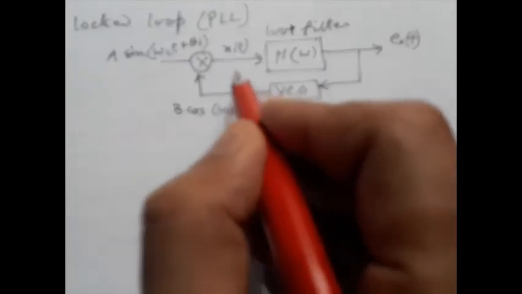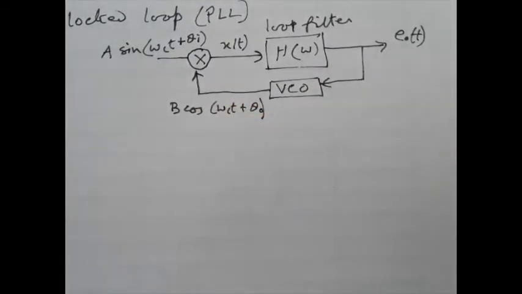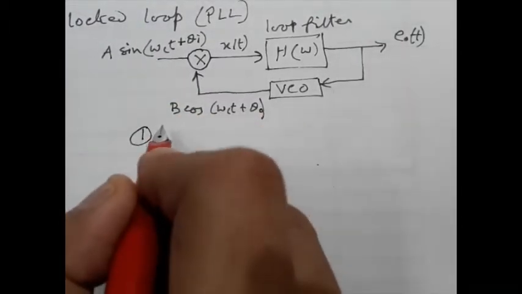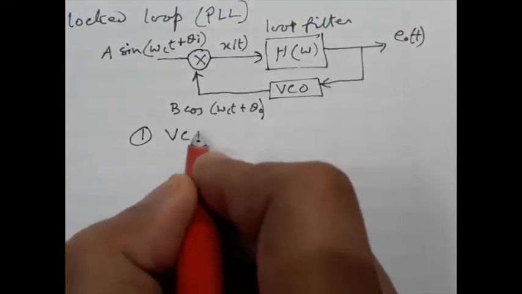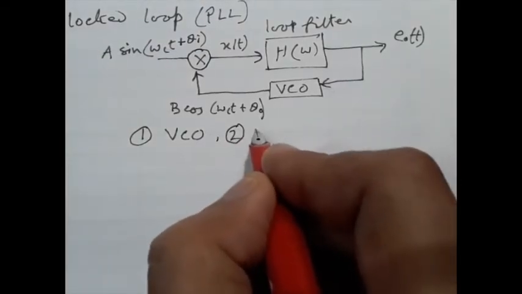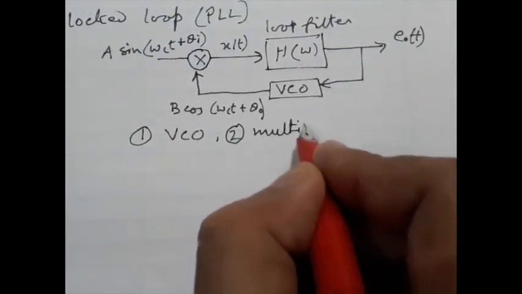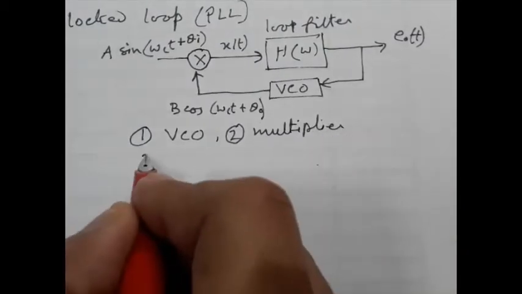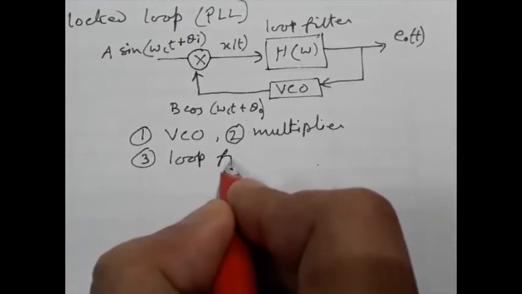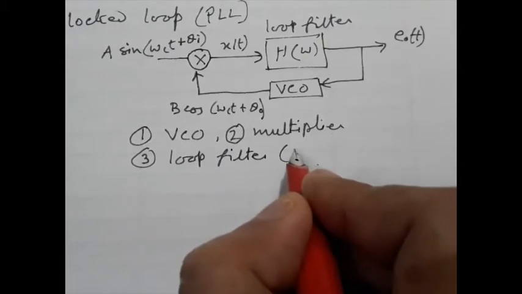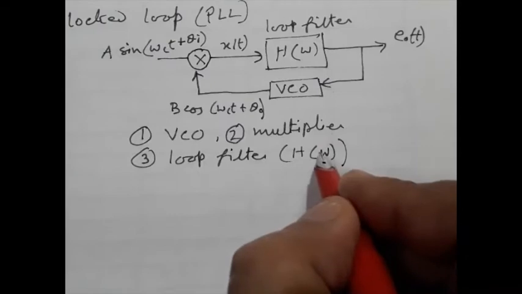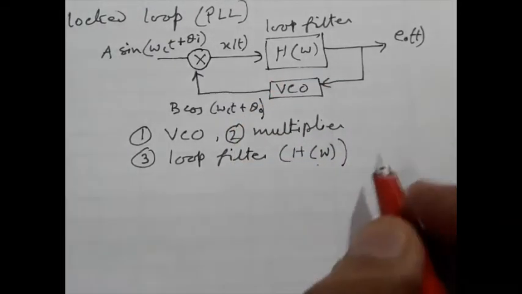The basic components of this PLL are: the first component is VCO, the second component is a multiplier, and the third component is a loop filter whose transfer function is H omega.